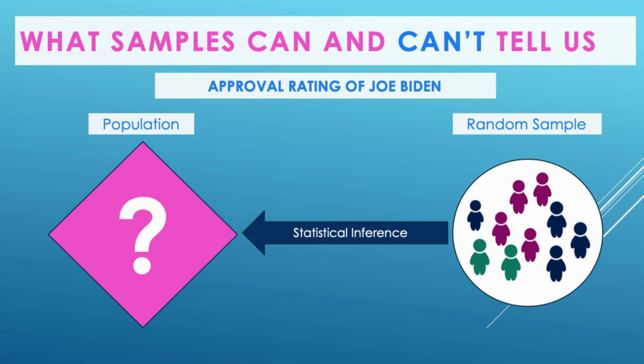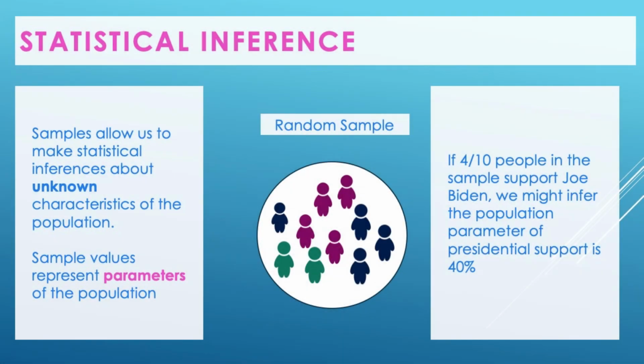based upon the scientific method and learning ways to avoid bias or to minimize bias in a way that we can be confident in the estimates or the inferences that we're making about the true population. And so if 4 out of 10 people in our sample support Joe Biden, we might infer that the population parameter of presidential support for Joe Biden is somewhere around 40%. And this is something that we're going to talk about in a little bit more detail in the coming weeks, particularly when we get to empirical observations and descriptive statistics.